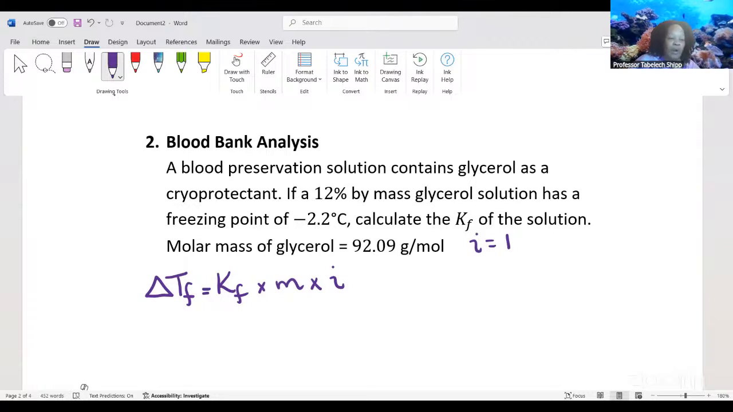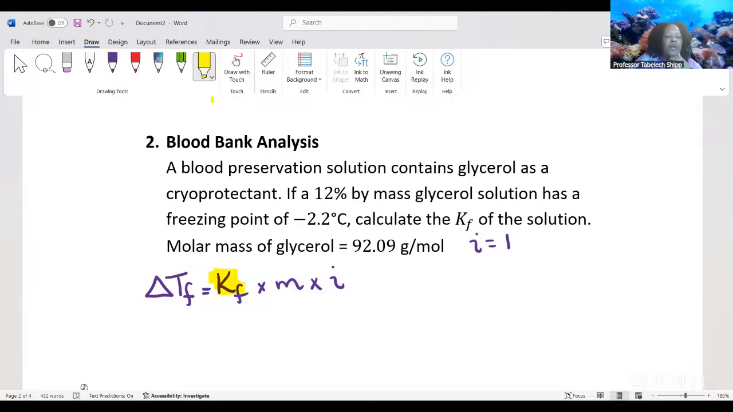It's equal to 1. Now, what you're going to do is say, okay, let's see if we have everything we need in this problem. They're asking you to find the Kf. So what did they give us? They gave us the freezing point, which was negative 2.2 degrees Celsius. They told us the molality indirectly, as 12% by solution. So if we're going to rearrange this, we've got to isolate the Kf.